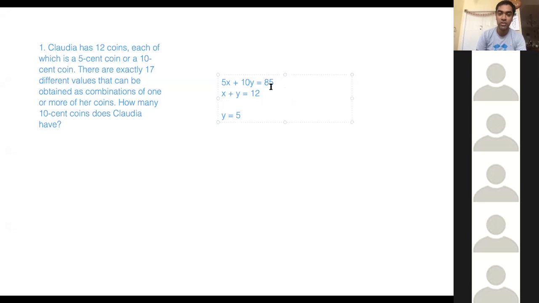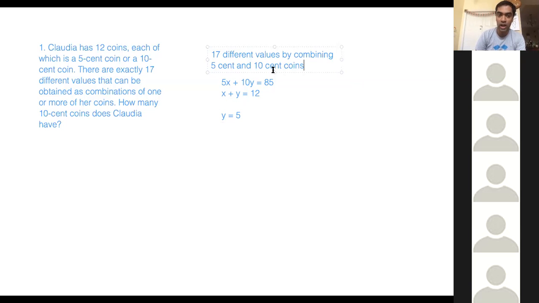Good. And how did you know that 5x plus 10y was 85? Because there was 5 cents and 17 coins, so I did 5 times 17 to get that. Good. So I think the key piece here is that you want there to be 17 different values that can be obtained by combining 5-cent and 10-cent coins. And I think the main thing to see here is that when you have at least one 5-cent coin and the remaining 10-cent coins, you can make any multiple of 5, right?